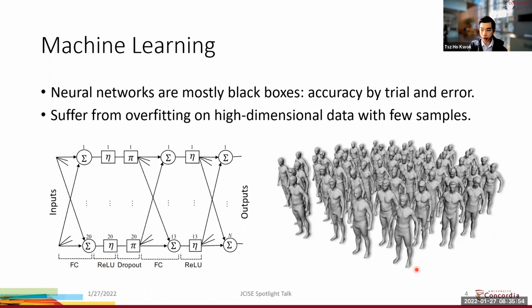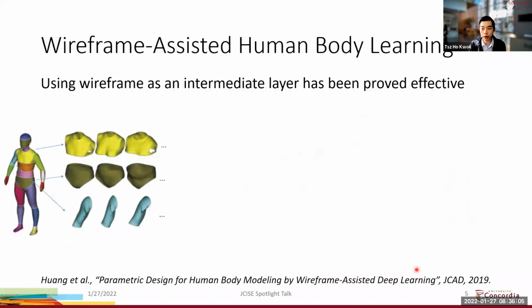And the idea is we want to incorporate some interpretable meaning into the training, into the neural network. To do so, one of our previous works used the wireframe. What is a wireframe? A wireframe is a set of lines on the human body, like this line, this line. They are normally defined by dimensions like hip girth or wrist girth, and then separate the body into different mesh patches.